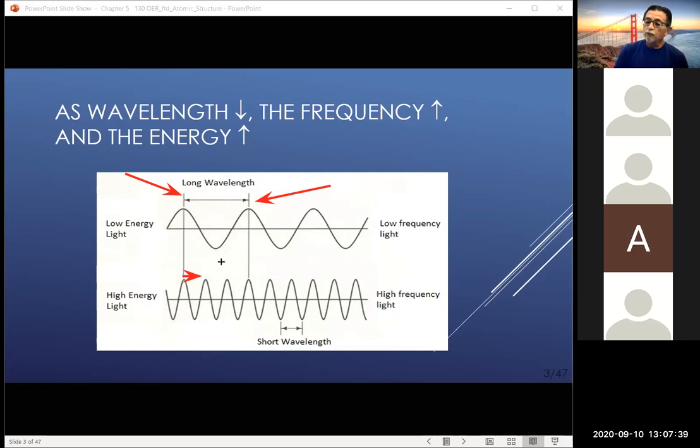X-rays are very small, but they're very high in energy. So much so that X-rays can go through your body. Hence, we use X-rays to look at your body, looking for broken bones and so forth. So as wavelength decreases, the frequency per given time unit goes up and the energy goes up.